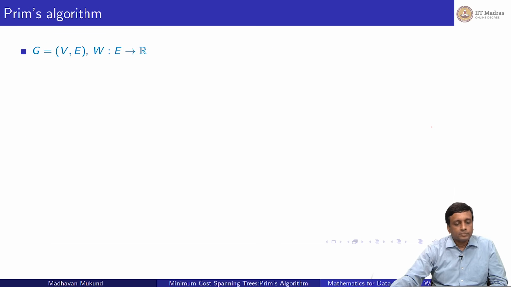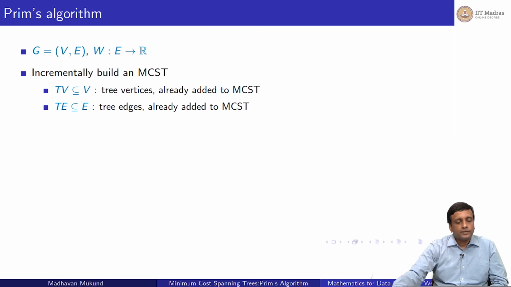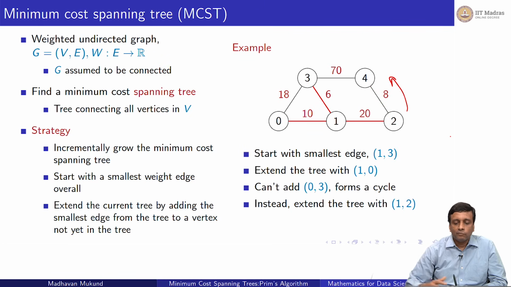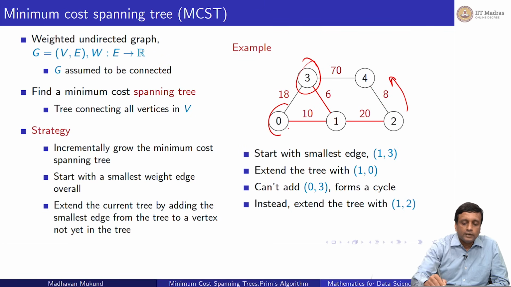So formally, what Prim's algorithm does is it incrementally builds a minimum cost spanning tree. It keeps track of a set of vertices which have been added, and it keeps track of a set of edges which have been added, because just because a vertex has been added doesn't mean that all the edges between them have been added. So if you look at the previous one, for instance, when we have added 3 and 0, it doesn't mean that the edge 0, 3 is added. So we have to separately note which edges belong to the tree.